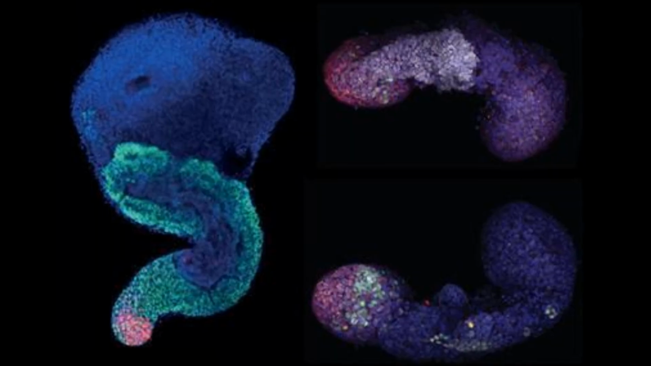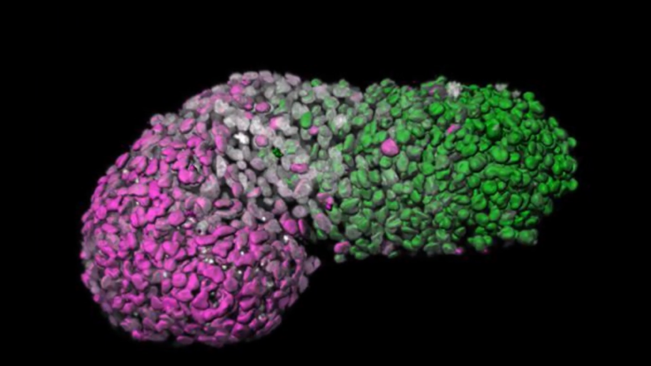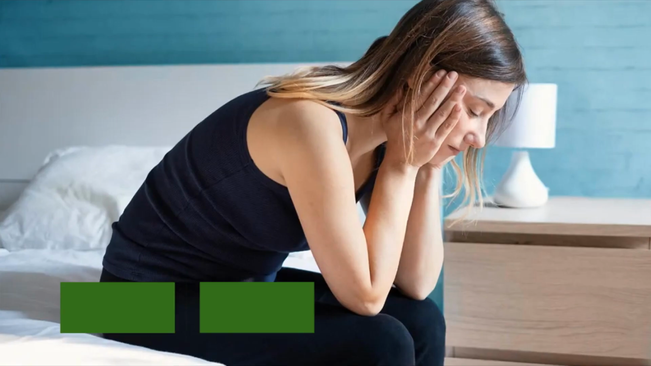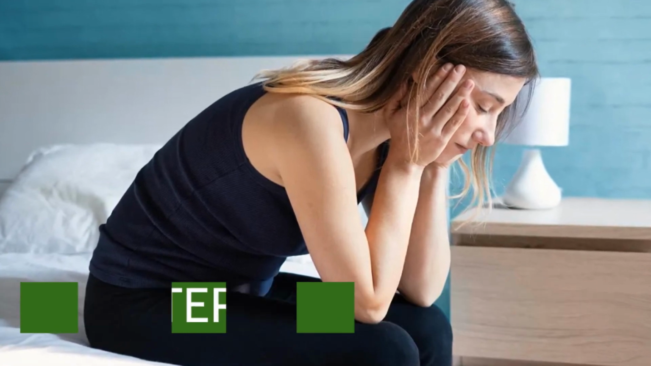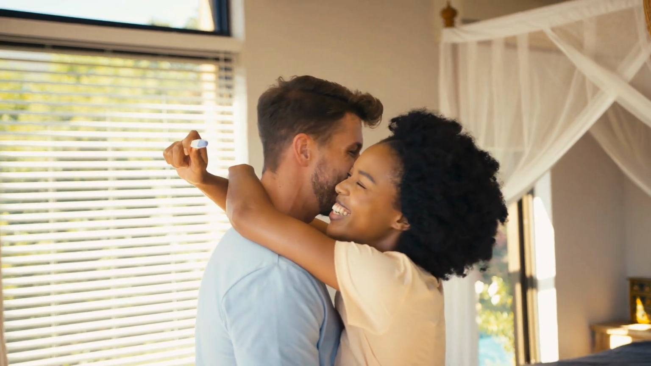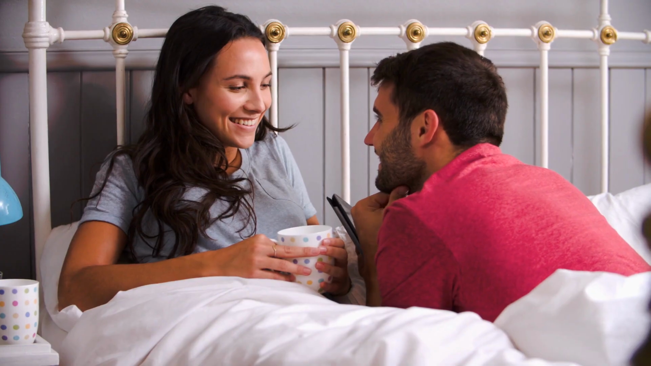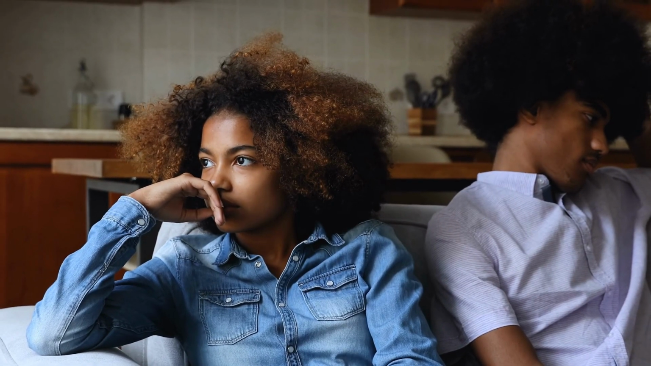The unfolding of the genetic blueprint during the first 2 weeks lays the groundwork for the unique attributes and traits that will define the future individual. Chapter 7: Psychological Impact of Early Pregnancy. The first 2 weeks of pregnancy can be a time of mixed emotions for expectant parents. While there is often excitement and anticipation, there can also be anxiety and uncertainty.